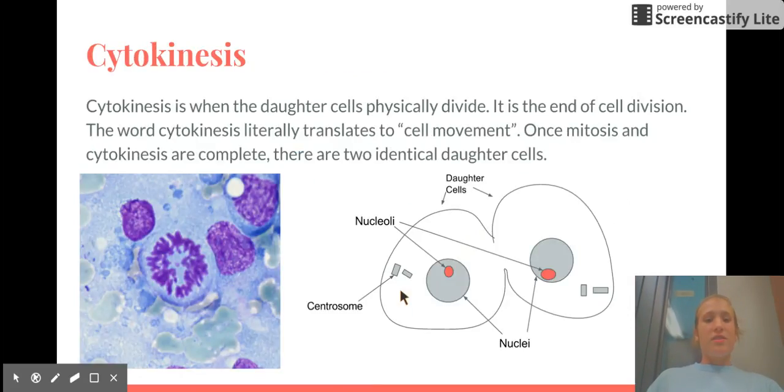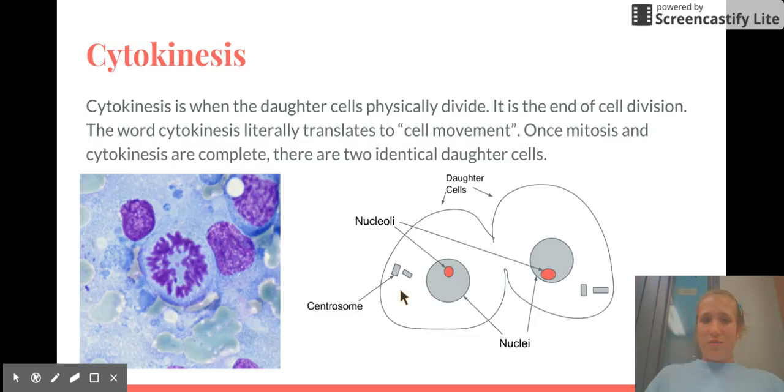Cytokinesis is when the daughter cells physically divide. It is the end of cell division. The word cytokinesis literally translates to cell movement. Once mitosis and cytokinesis are complete, there are 2 identical daughter cells.